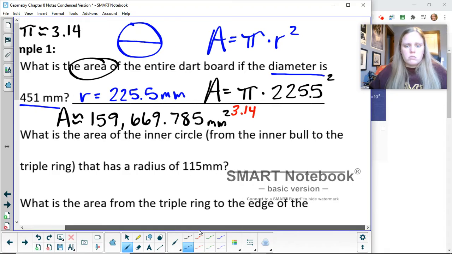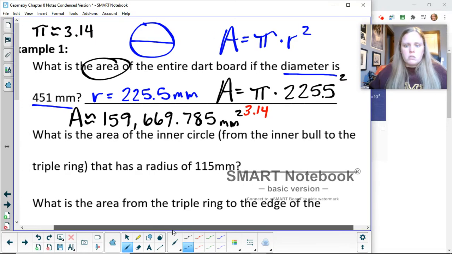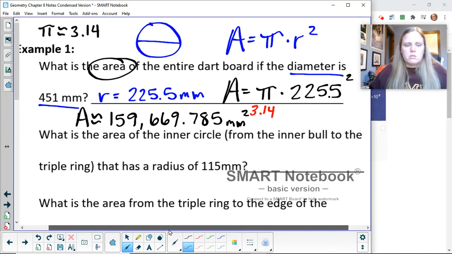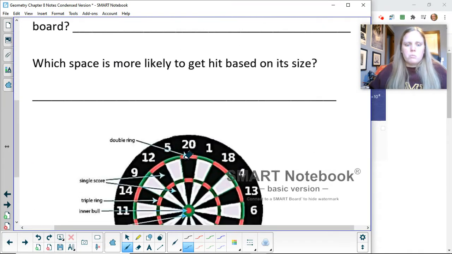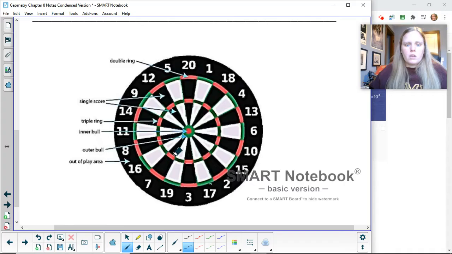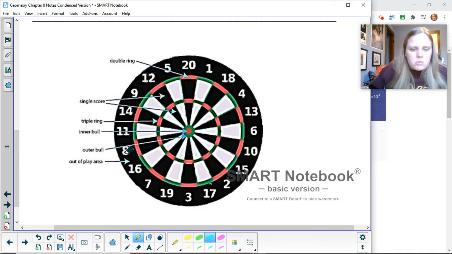Inner circle. From the inner bowl to the triple ring. The inner bowl to the triple ring. I don't know what the triple ring is. Oh, it's this one here. Just read, Suchi. Okay, here's the triple ring. So we're looking for the area inside here.